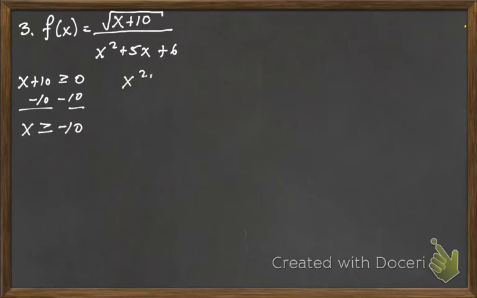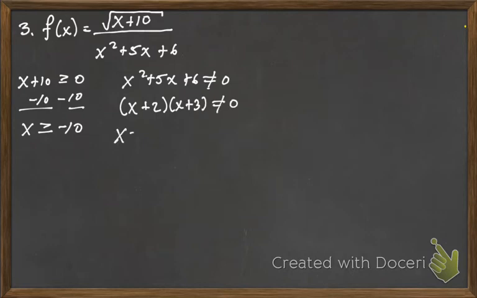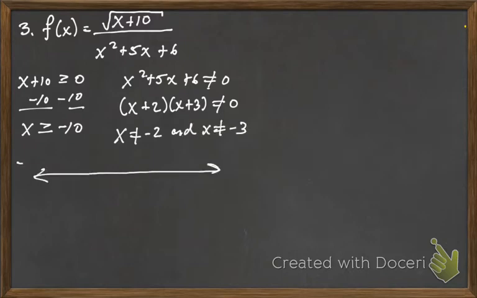And then we have x squared plus 5x plus 6 cannot equal 0. x plus 2, x plus 3, that cannot be 0. And so that tells us that x cannot be negative 2 and x cannot be negative 3. Draw your number line, minus infinity to infinity. Negative 10, negative 3, and negative 2 are the numbers we're interested in. We cannot be negative 3 and we cannot be negative 2.